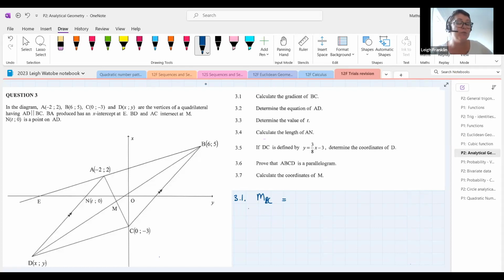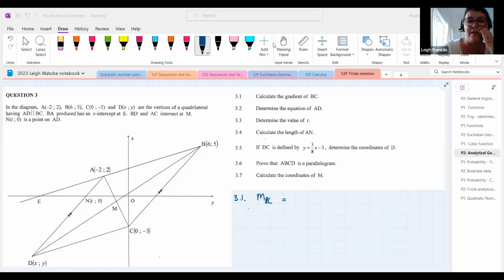Okay, so who wants to sub in for me? Who's going to sub into the gradient formula for me and tell me what I should be writing here? What should I be writing in the numerator? Have a look at point B and point C. What should go into the numerator? Come on, Matrix. This is how we learn. You can unmute if you want.